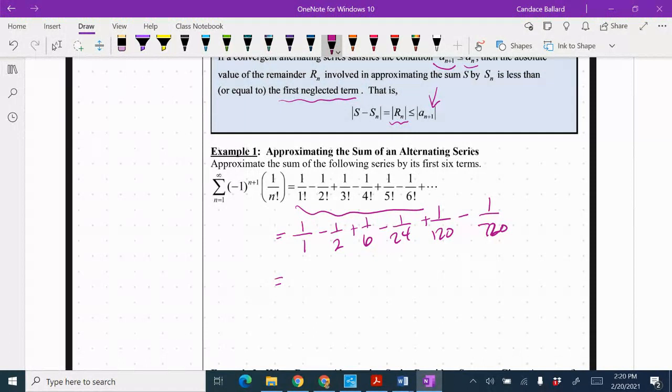And then when I put that in my calculator to calculate the decimal, I get 91 over 144, which is equal to 0.63194.